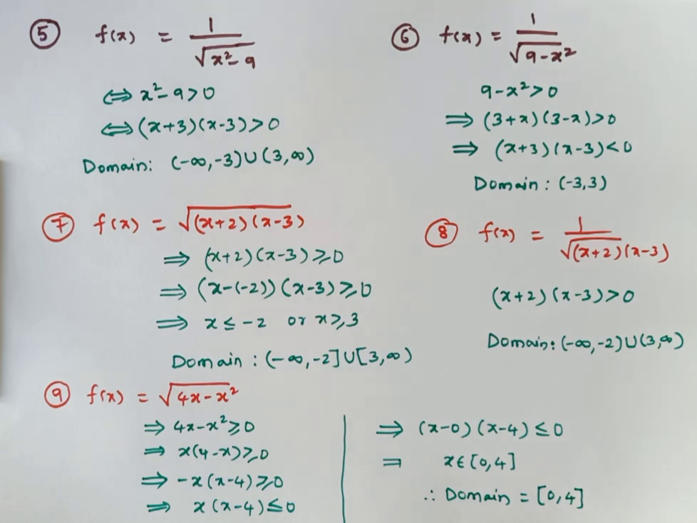If you have any doubt, you can try numbers other than these. For example, take 5 and see what happens: 4 into 5 is 20, 20 minus 5 square, that is 25. 20 minus 25 is a negative number. So the root of a negative number is not defined. That is not in our interval, so 5 does not belong to this interval, right? So values less than 0 and more than 4 are not valid for this given function.